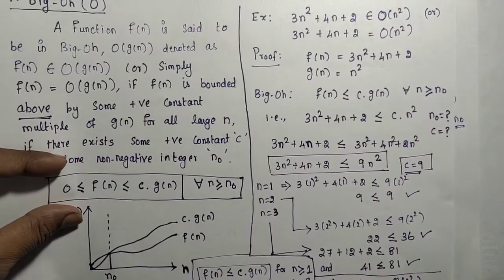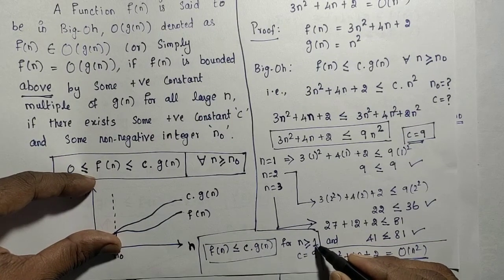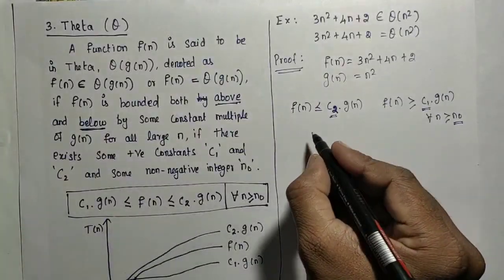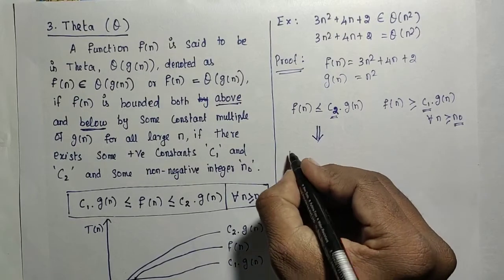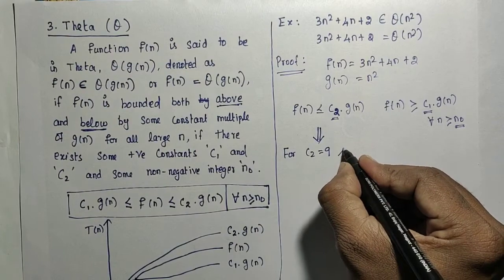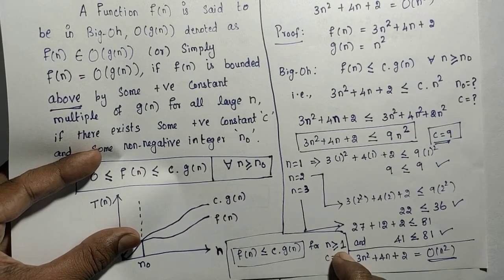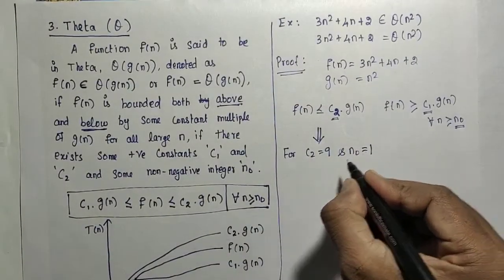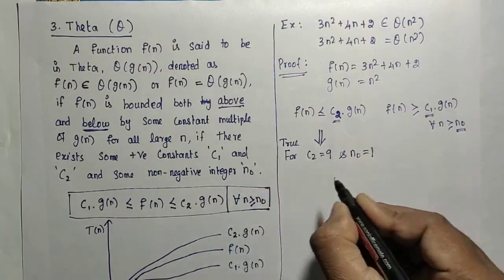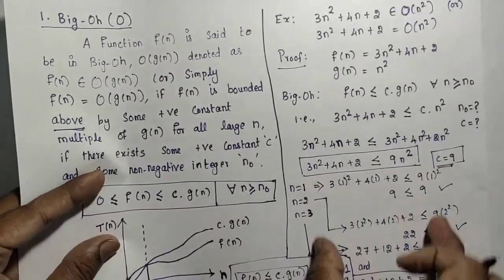The big O notation, what do we have? For the c value 9 and n greater than or equal to 1, the condition is true. So we can say that this is true for c2 equal to 9 and n naught equal to 1. What is the n naught value here? 1. So n greater than or equal to 1, so n naught equal to 1. This condition is true. So it is true for c2 equal to 9 and n naught equal to 1. So like this we have to prove it.